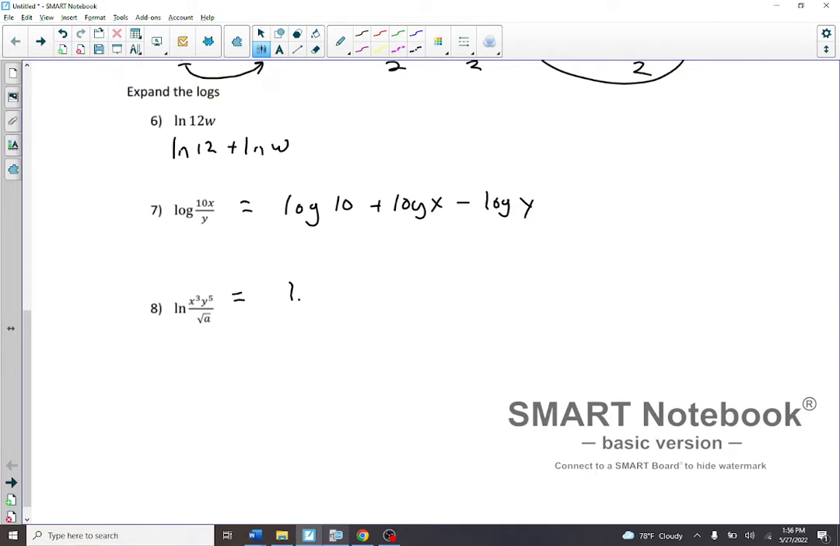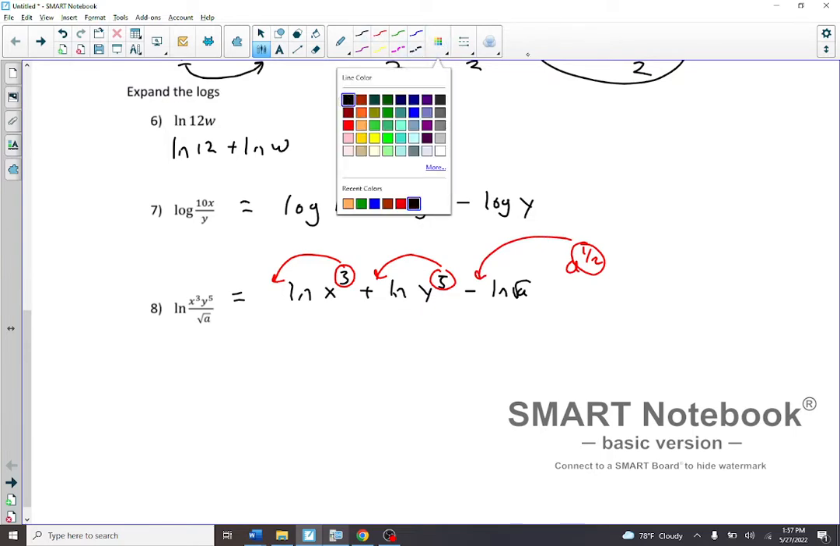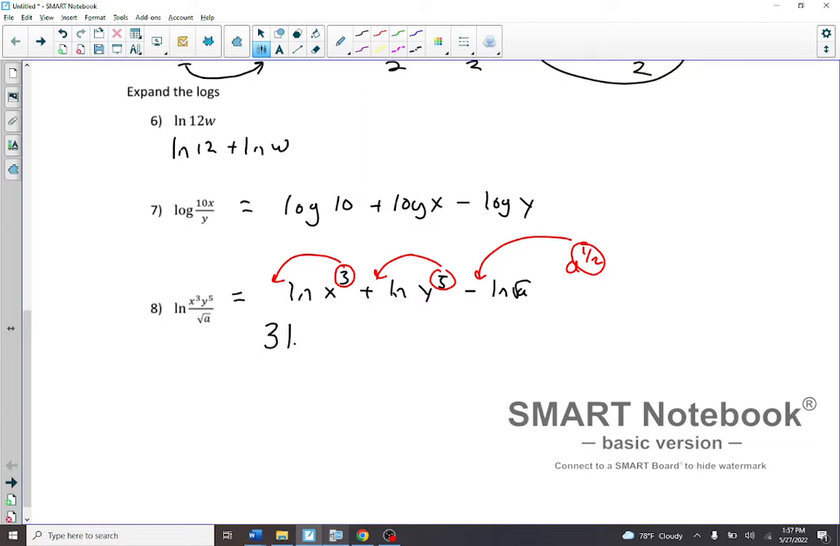Here, we're going to expand this to ln x to the third plus ln y to the fifth minus ln of a to the square root. But exponents can be moved to the front. So this 3 is going to be moved to the front. This 5 is going to be moved to the front. And this square root of a is the same as a to the half power. So I'm going to move the half power to the front. So that's going to become 3 ln x plus 5 ln y minus a half ln a.